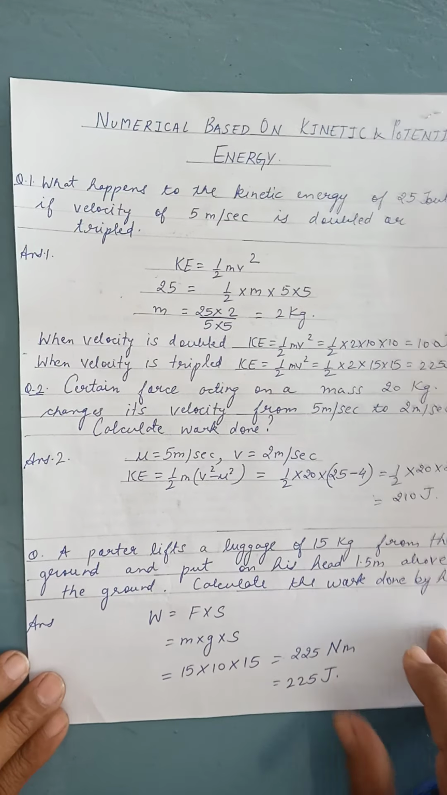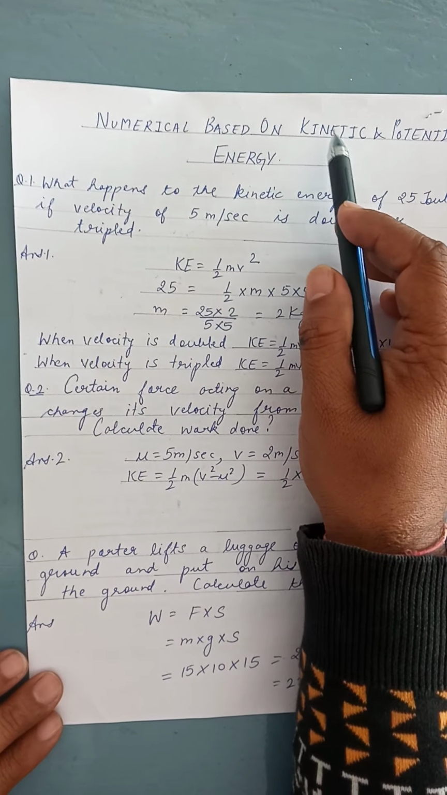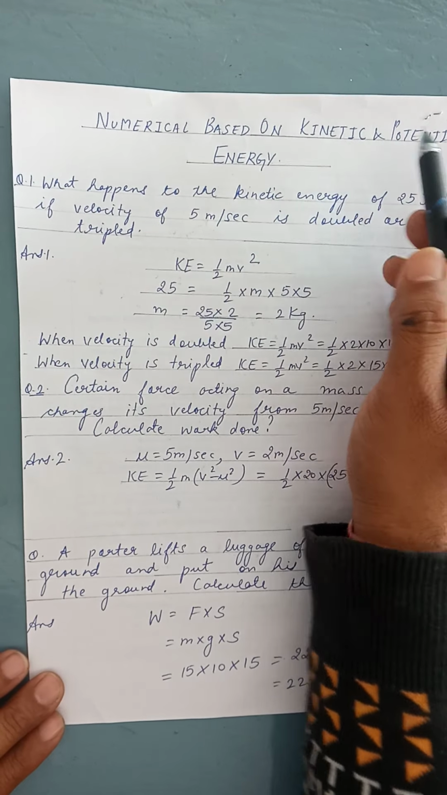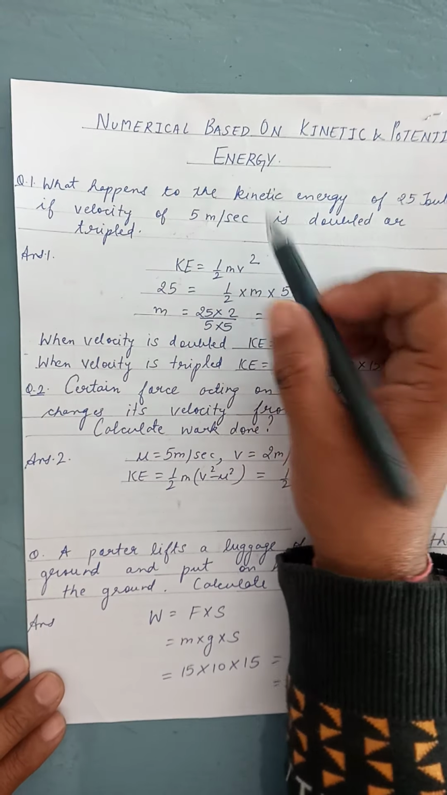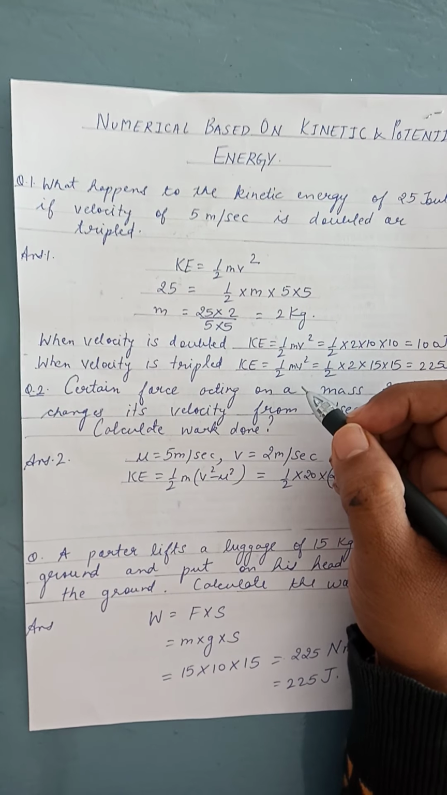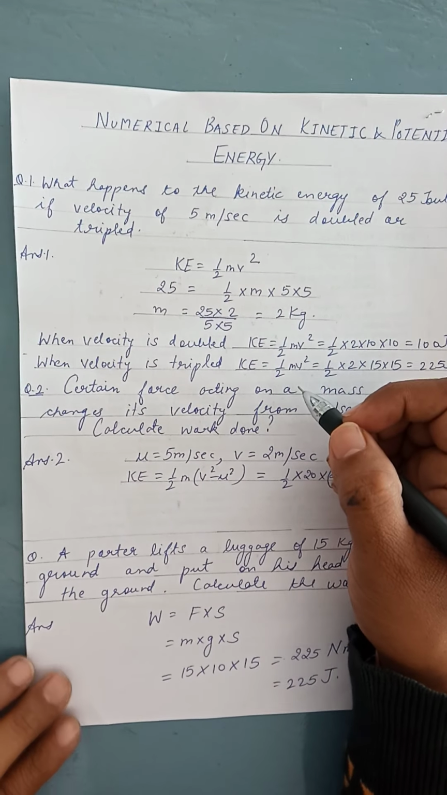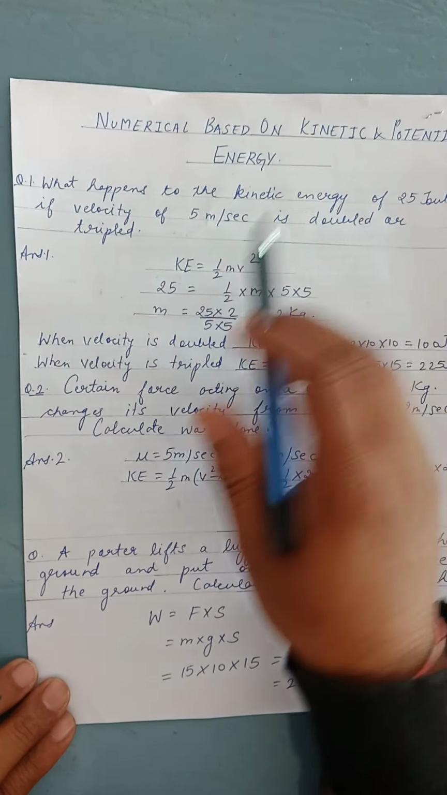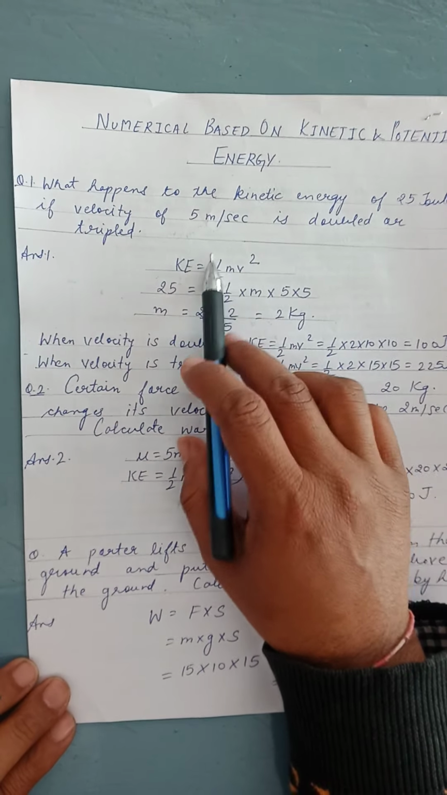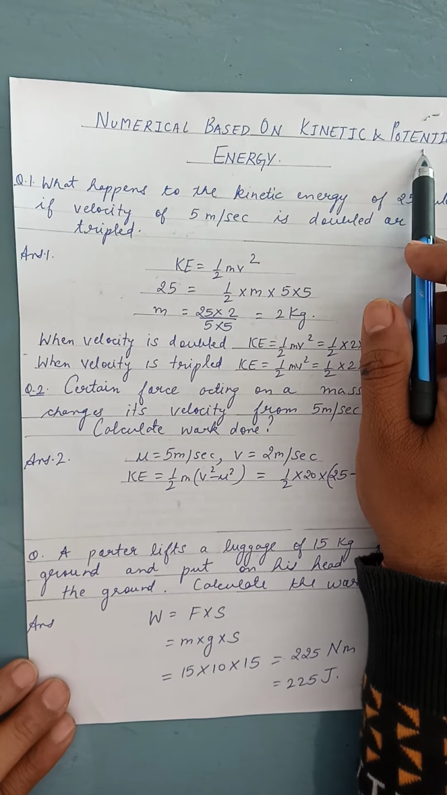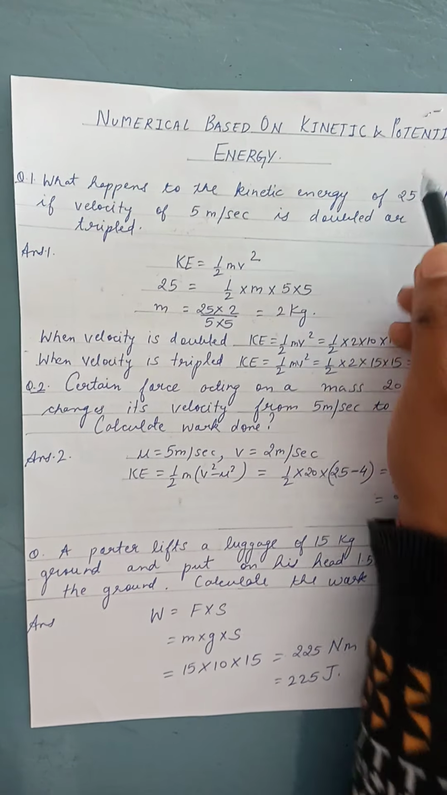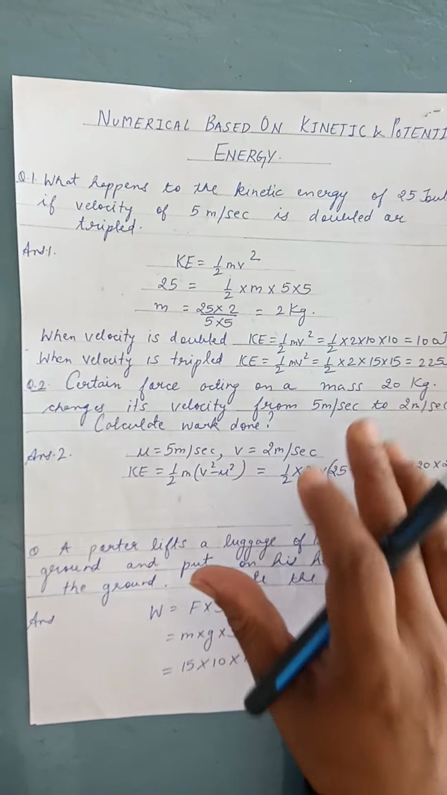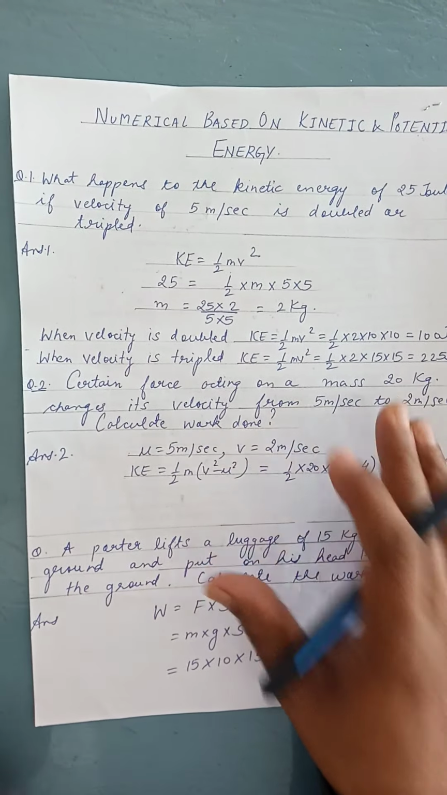Now we all know that kinetic energy is the energy possessed due to a moving body, and potential energy is the energy which an object possesses due to its position or configuration. And we have derived the formula of kinetic energy. What is the formula of kinetic energy? It is half mv square. And what is the formula of potential energy? It is m into g into h. So we are doing some questions based on kinetic and potential energy.